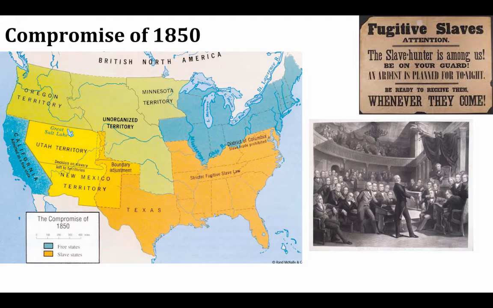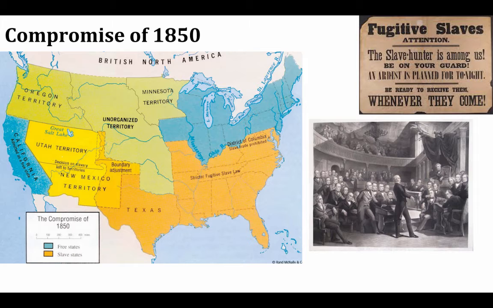In addition to that, for the Mexican Cession territory, Utah Territory and New Mexico Territory, the people would decide if there was going to be slavery in those territories. And then finally, the Texas debt that was incurred by that state when it was fighting the Mexicans for their independence would also be adopted by the federal government. So here is the Compromise of 1850.